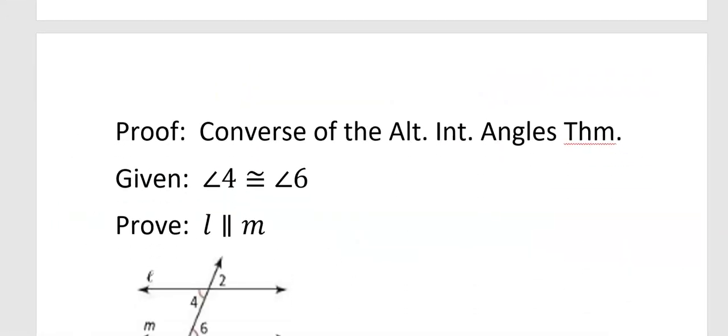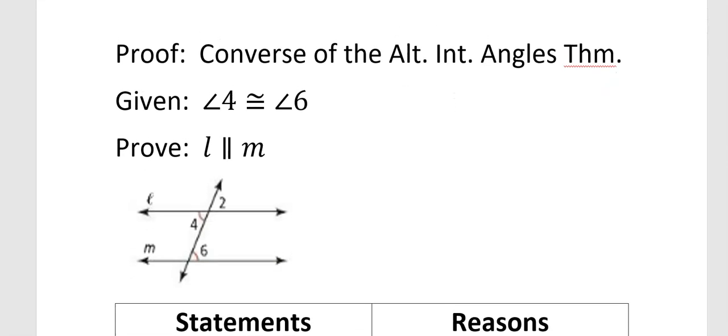Okay, so here's a little proof that you might want to jot down. Converse of the alternate interior angles theorem. They're pretty simple, usually about 4 steps or so, but at least if you write one down, you're going to have something to look at for any quizzes that you might have.